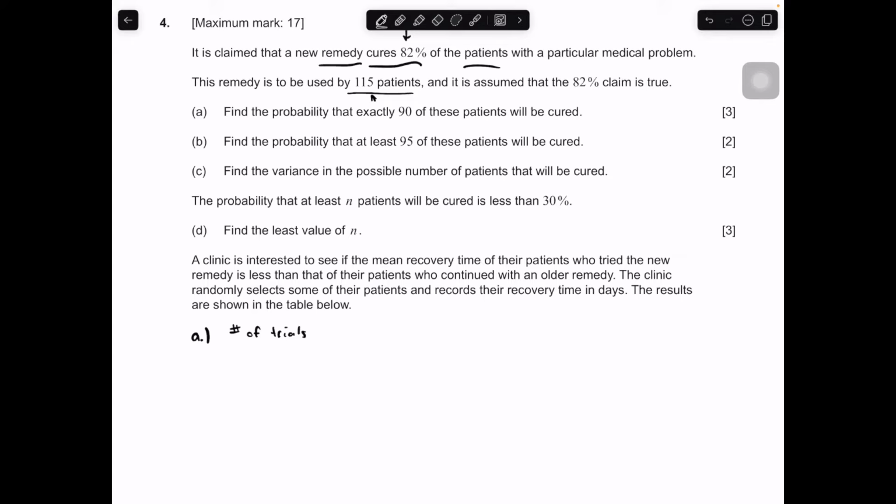We wouldn't really need to write this. You can write this in calculator notation as binomial PDF or CDF: number of trials, number of successes, and we also want the probability of success. If we have that, we can create our binomial distribution. So let's go ahead and do that and go into the calculator.